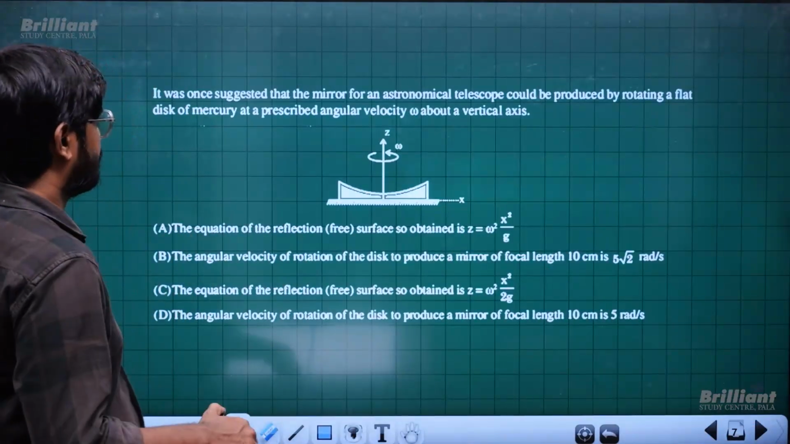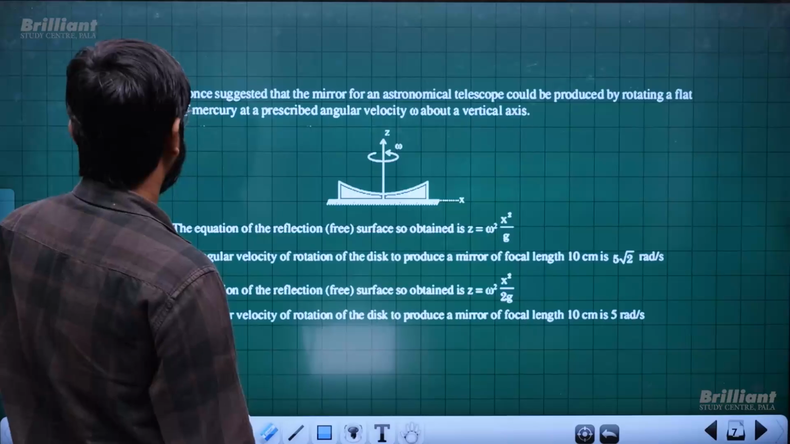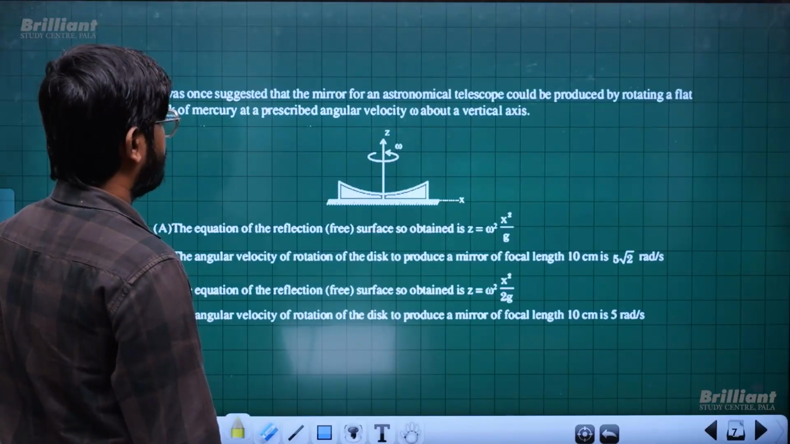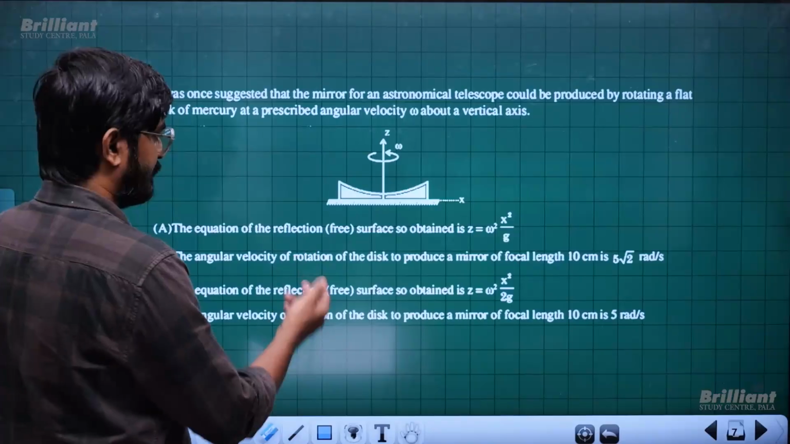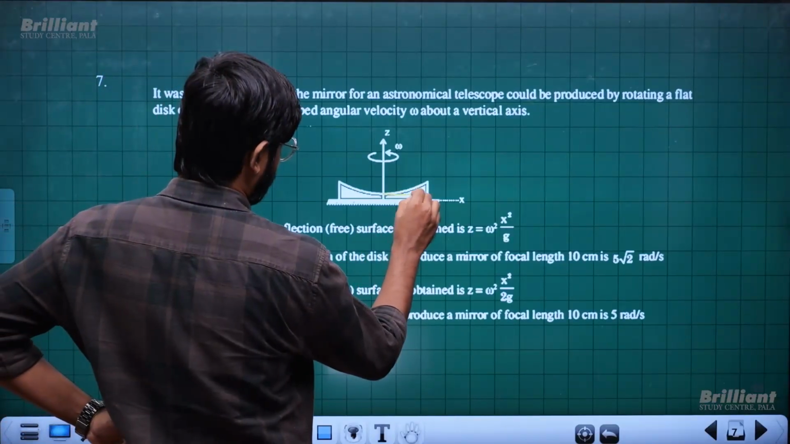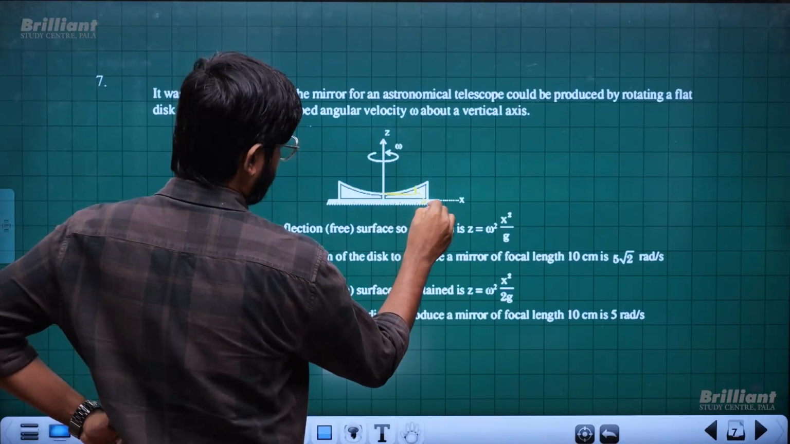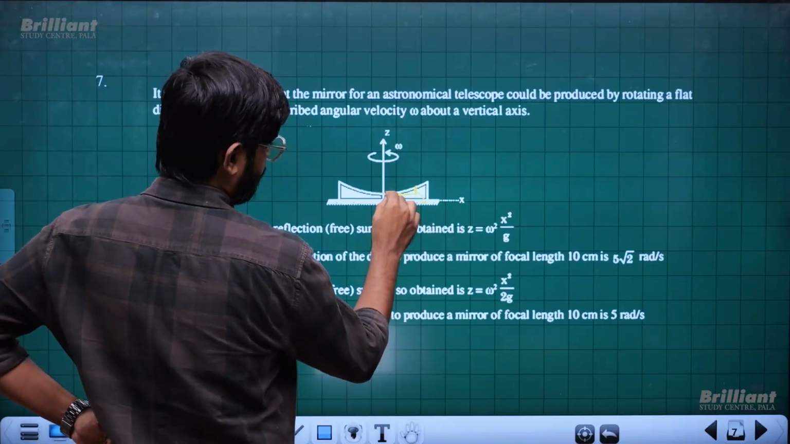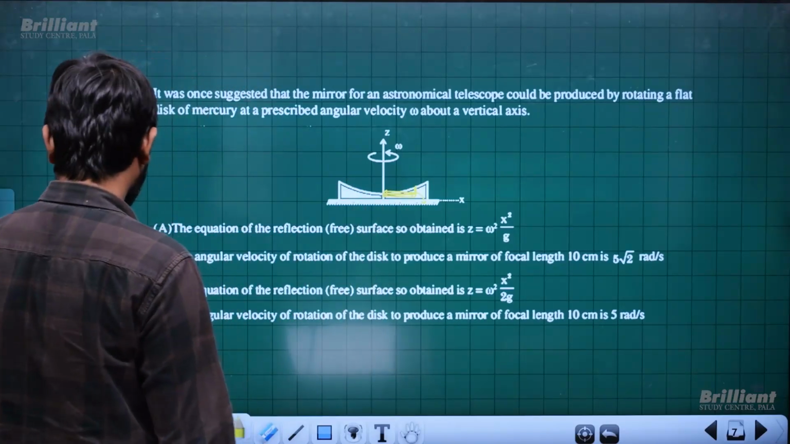Then it was once suggested that the mirror for an astronomical telescope could be produced by rotating a flat disk of mercury at a prescribed angular velocity. The equation of the free surface, that is a liquid fluids question, so you will be taking some element like this at a distance z, its pressure will be P naught plus rho g z, then you will be taking this thing and making the net force towards the center equal to m omega square r.